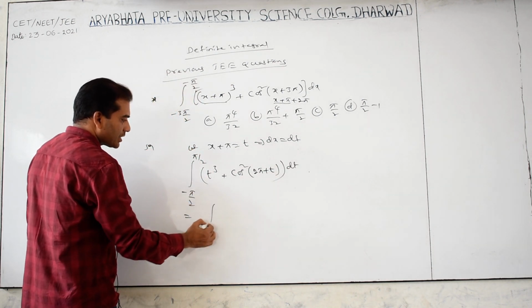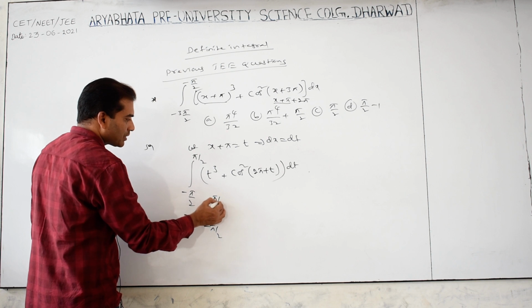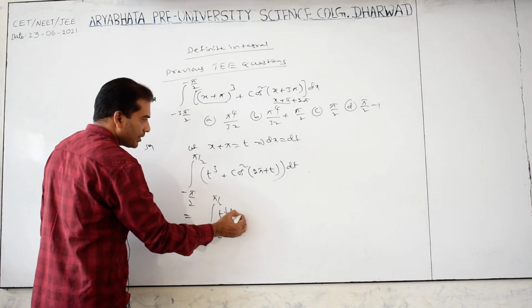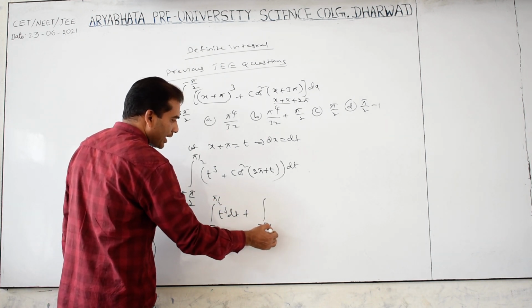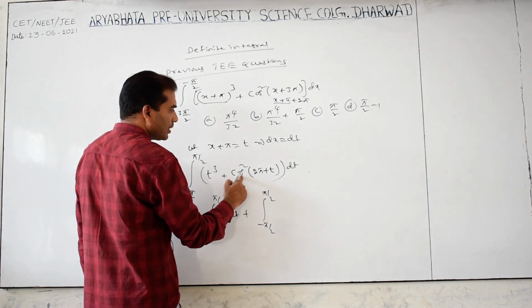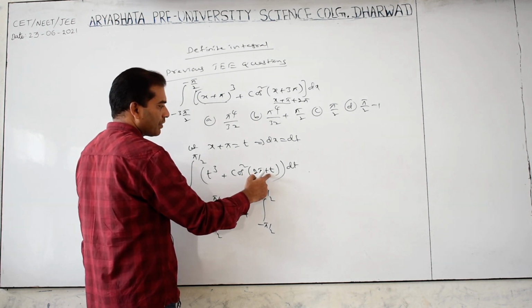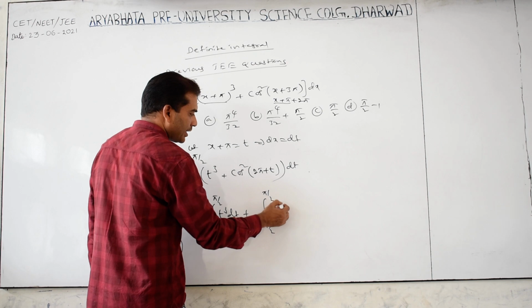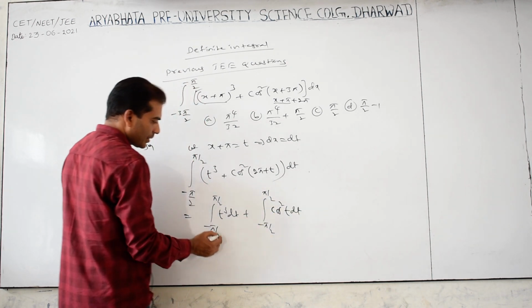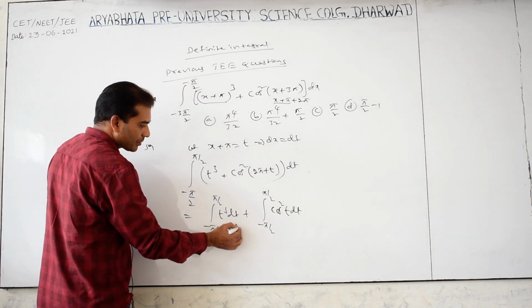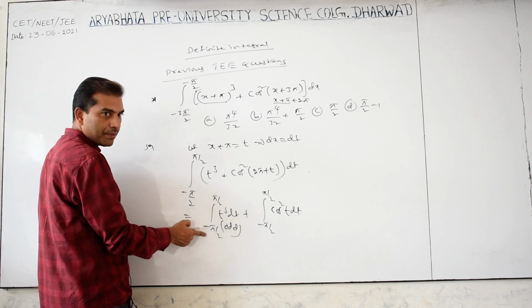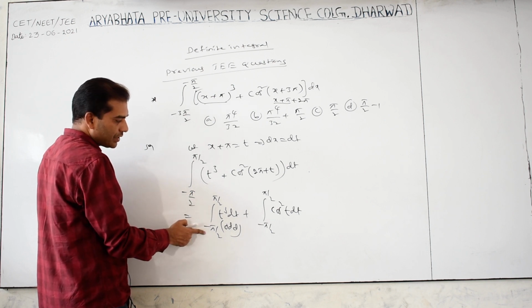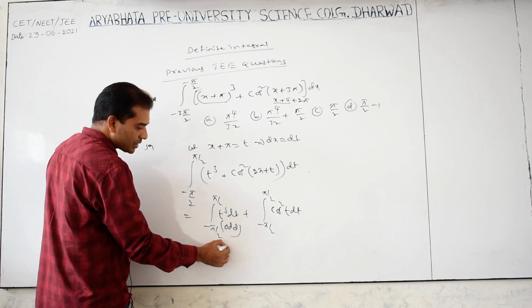Split it: integration from minus pi by 2 to plus pi by 2 of t cube dt, plus integration from minus pi by 2 to plus pi by 2 of cos square of (2 pi plus t), which is cos square t, dt. The first is an odd function because the limits are the same with opposite sign, so the value becomes 0.